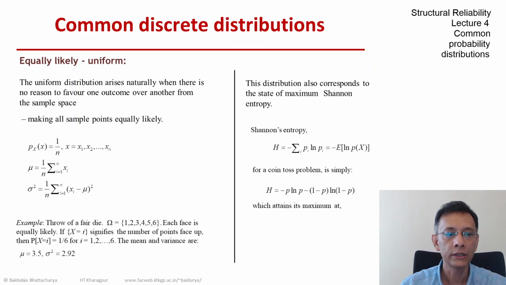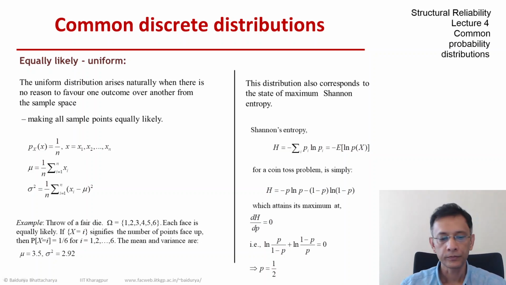And we could just find it using basic calculus, and the answer is half. So it is that state, the probability of head being half and tail being half, which maximizes the uncertainty.